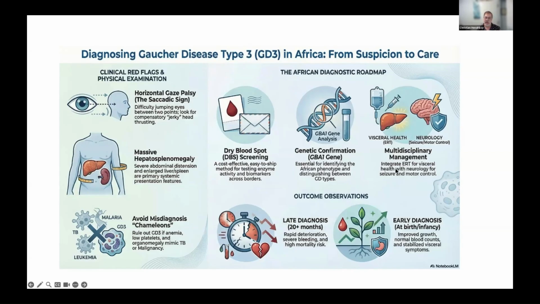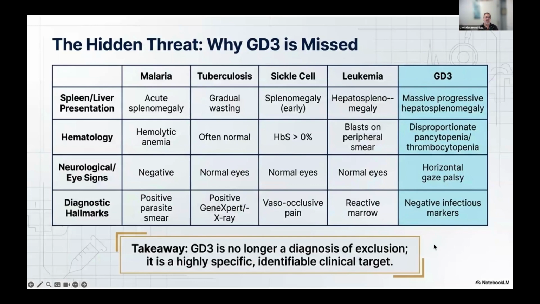So let's see if it will allow me to go. The next thing, it says, why is Gaucher type 3 missed? And it made this lovely table for me, which I thought was really good. So it said, you have to look at both the liver and the spleen, the hematological profile, the neurological or eye signs, and the diagnostic hallmarks.